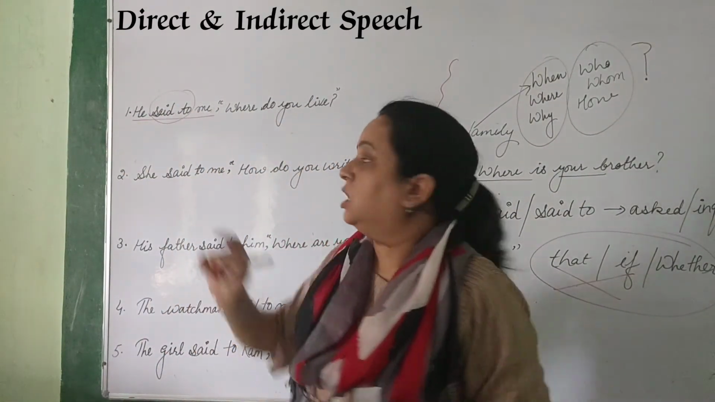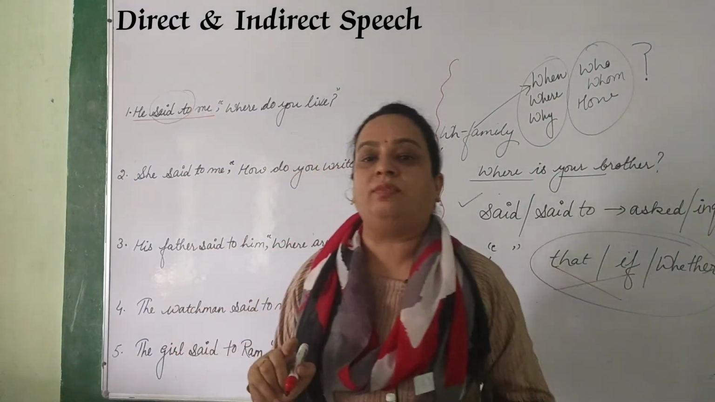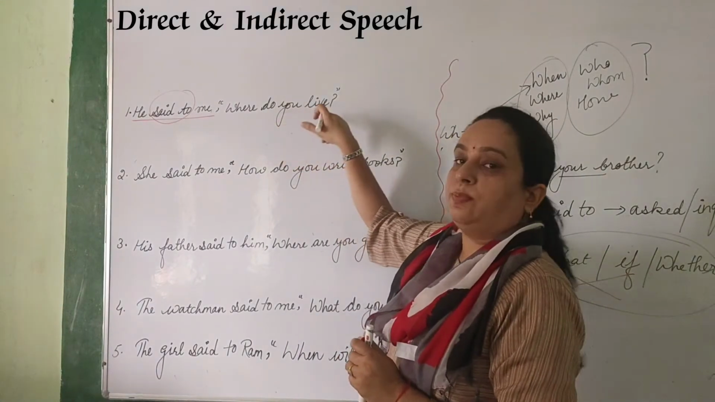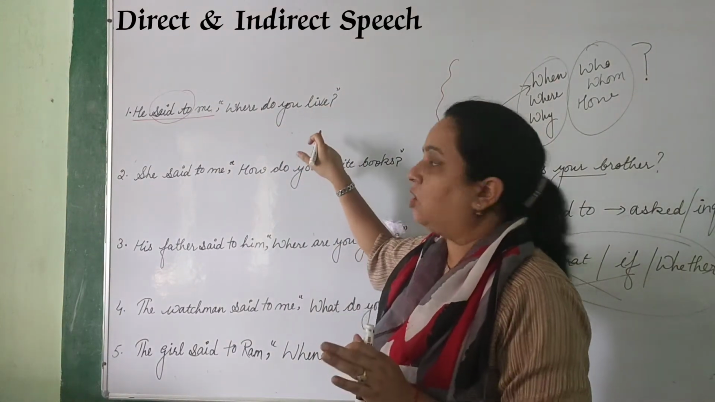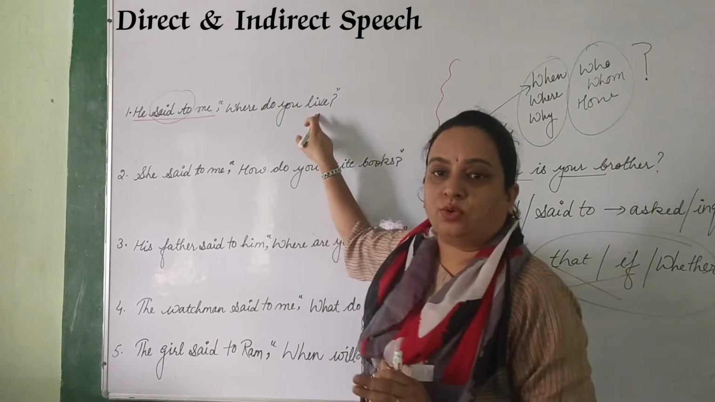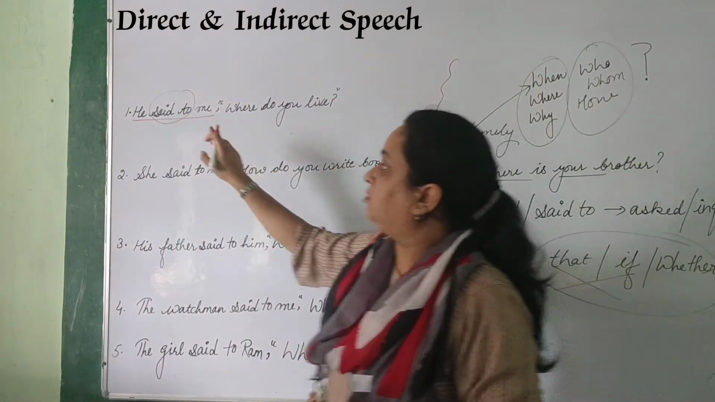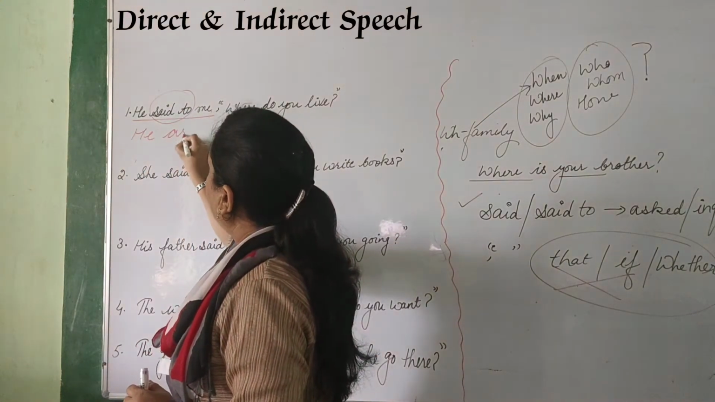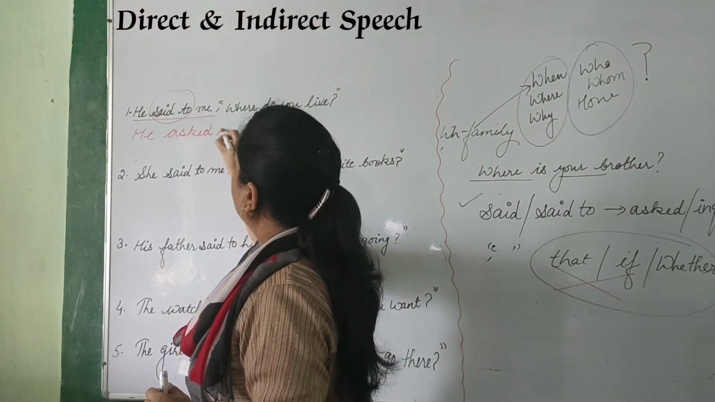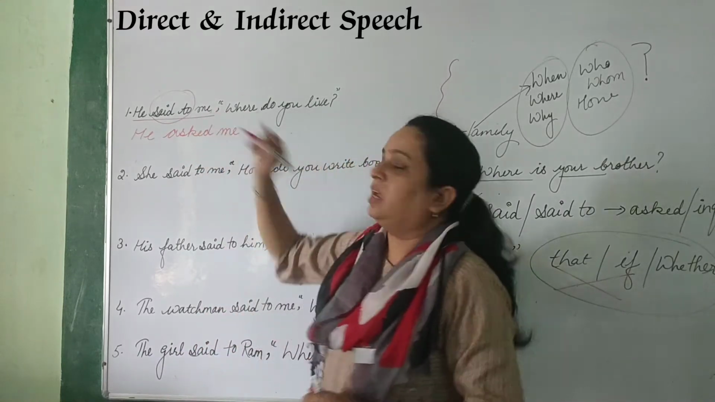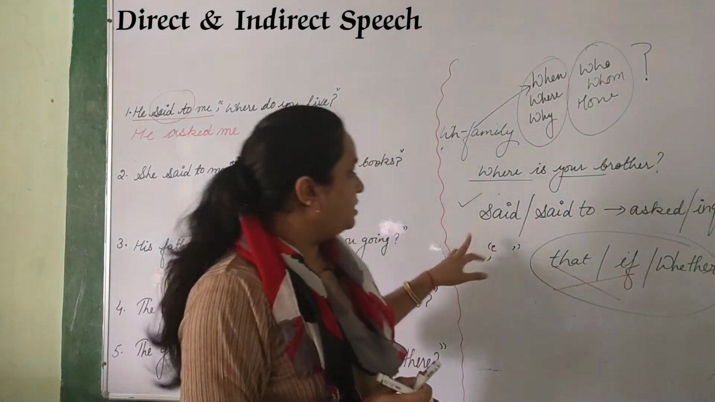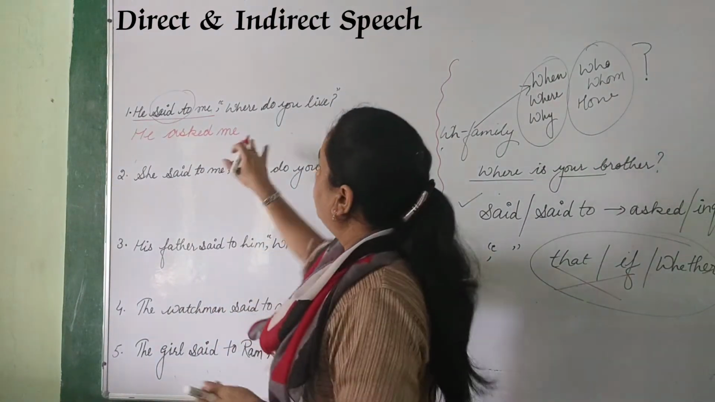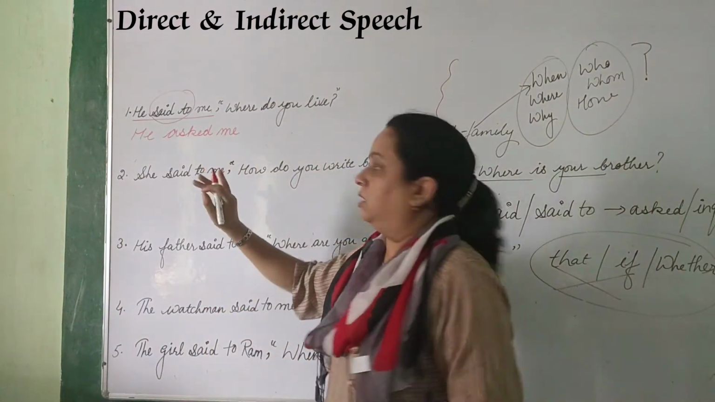Clear? So this reporting verb said to we have to change into asked or inquired when the reported speech, which is within the commas, is interrogative. Clear? So instead of said to, here we write he asked me, right? And when we remove the commas, we learnt that we will not use any conjunction. So we will write nothing here.